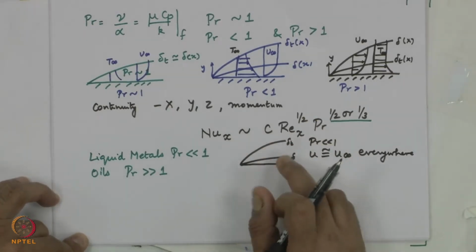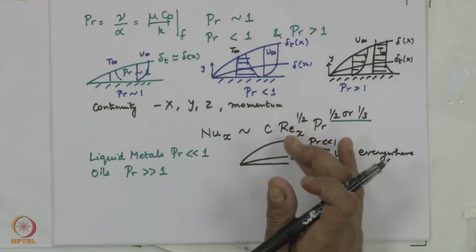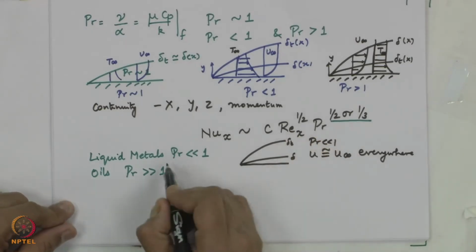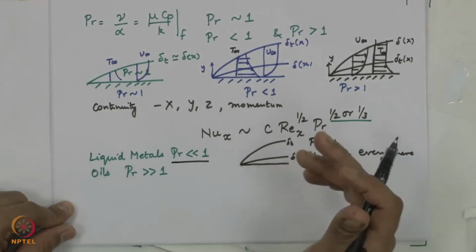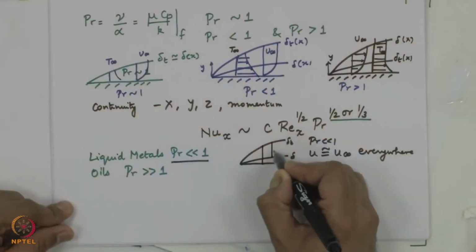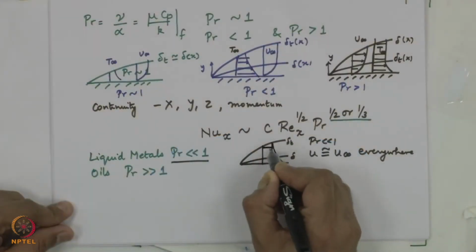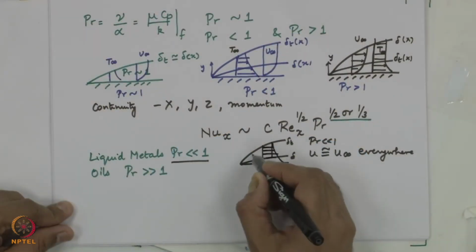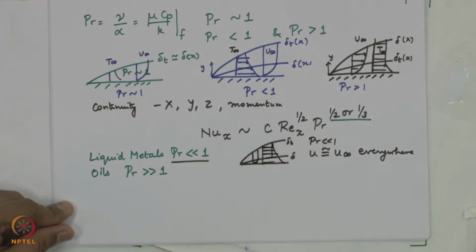If this was of a certain delta, this probably is 2 or 3 times that. Now we are talking of a situation where Pr is much less than 1, in which case delta is much smaller compared to delta T, and you can say that the thermal boundary layer is doing this, the hydrodynamic boundary layer is doing this throughout its U infinity.